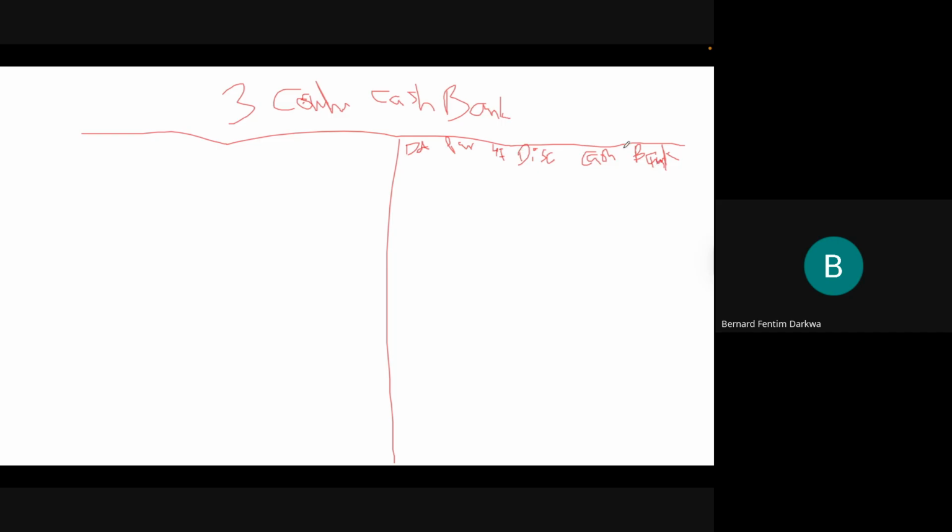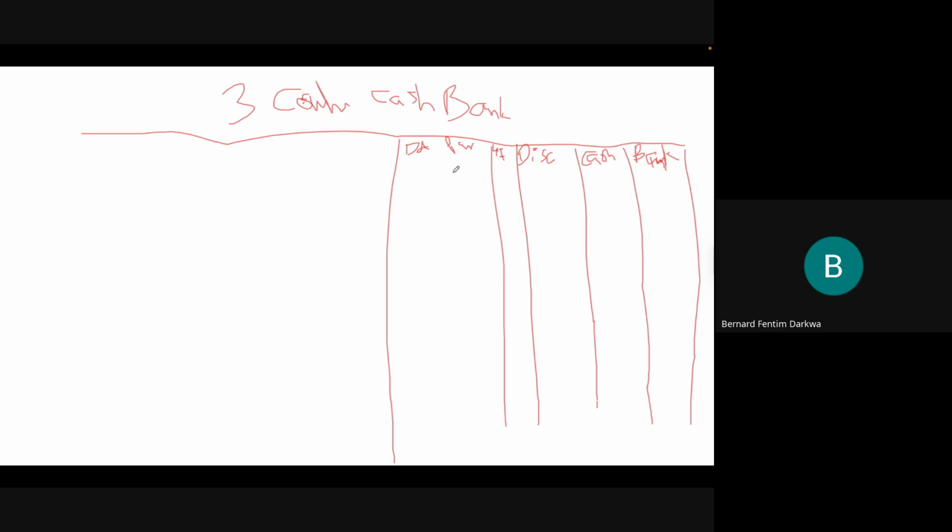So when you finish, you can rule your lines neatly. Over here, you can rule your lines neat. But you see, this time there's something making it a three column. So this is what we call a three column cash book.